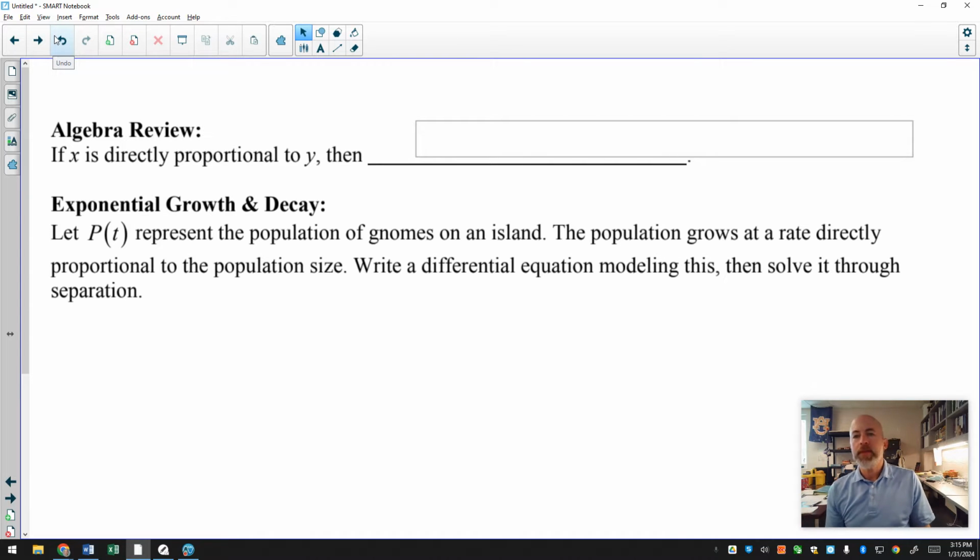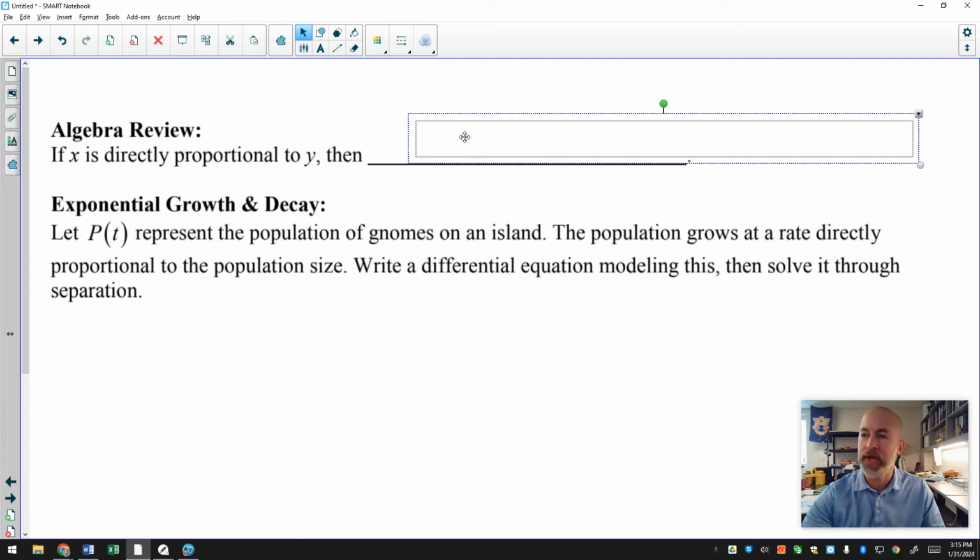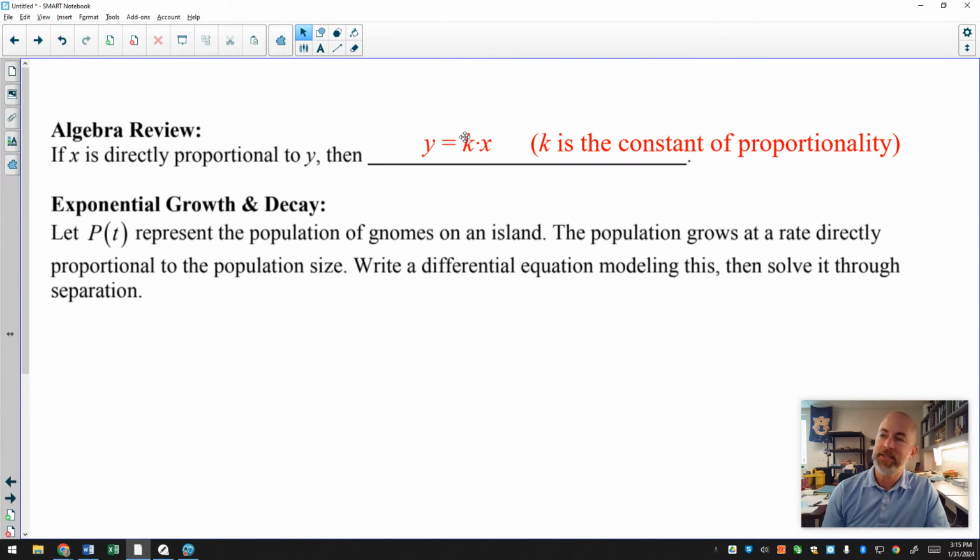So, a quick algebra review. You should have learned many years ago that if two things are directly proportional, so if x is directly proportional to y, or if they said y is directly proportional to x, then y is a constant multiple of x. y equals kx is how that is translated to an equation, and k is the constant of proportionality. So let's look at how it might be mentioned in calculus.